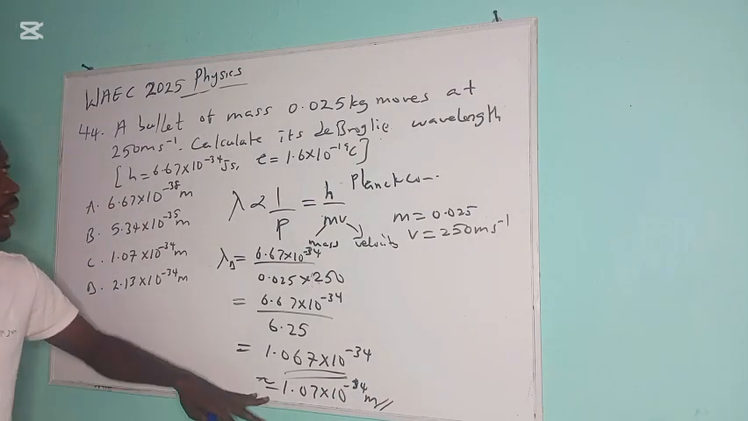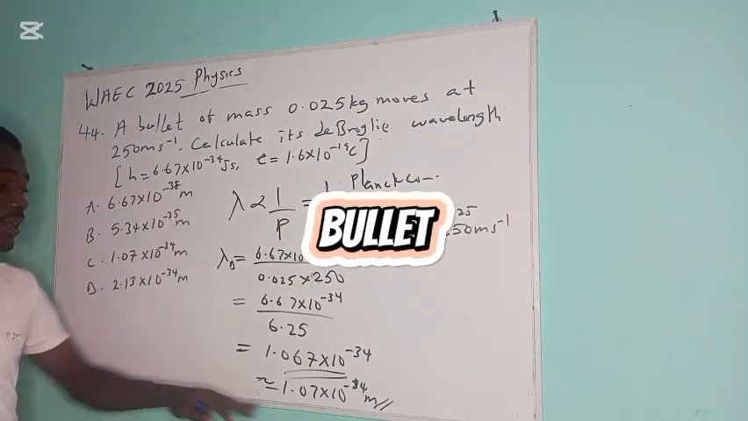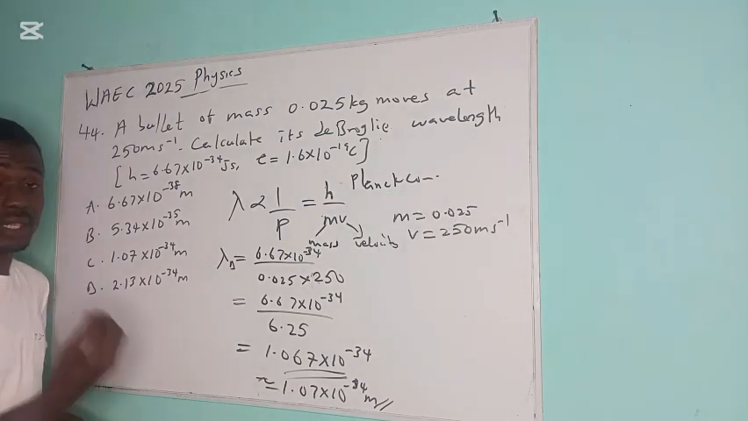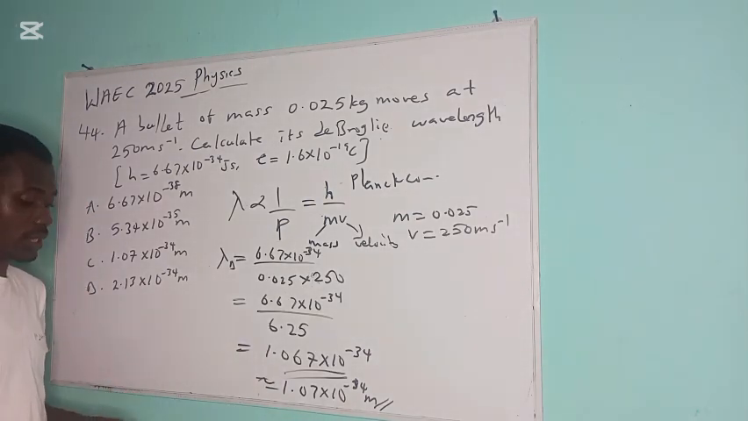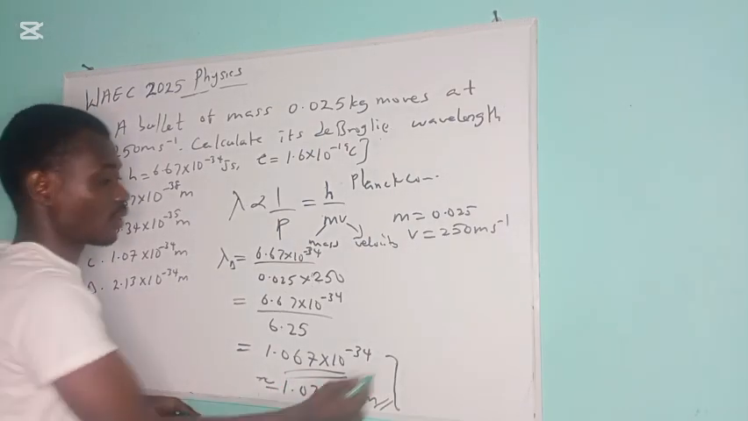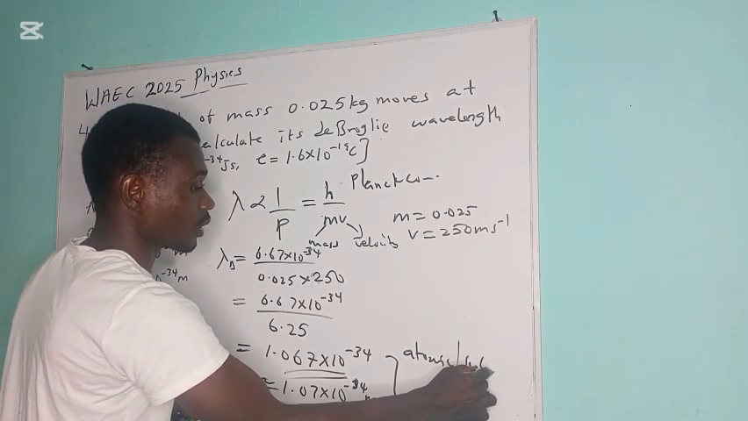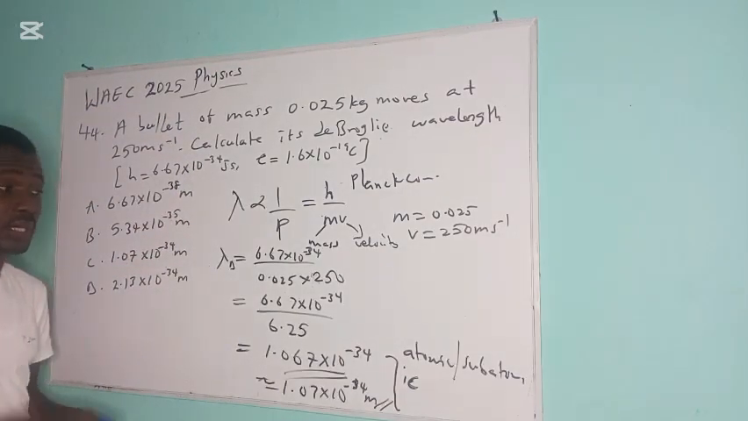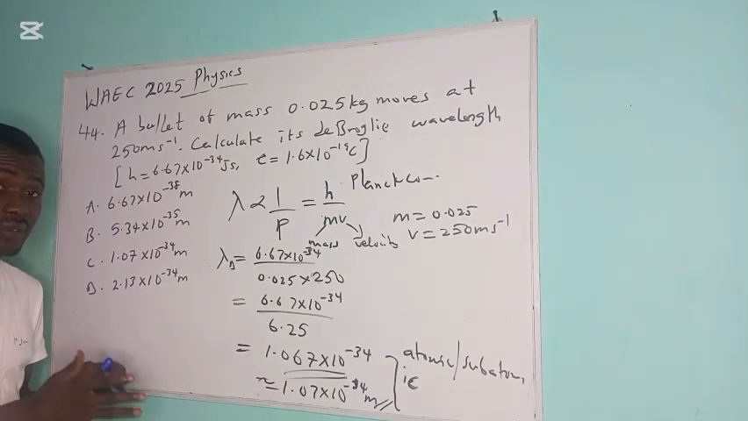Okay. So this is the de Broglie wavelength possessed by this particle. We can see that the size is so small. So that is why we say it only finds its usefulness when we are dealing with the behavior of particles at atomic and subatomic scale. That is where it finds its relevance.